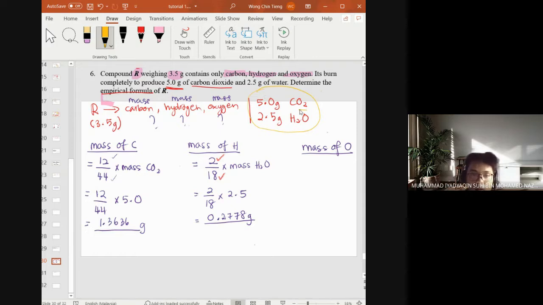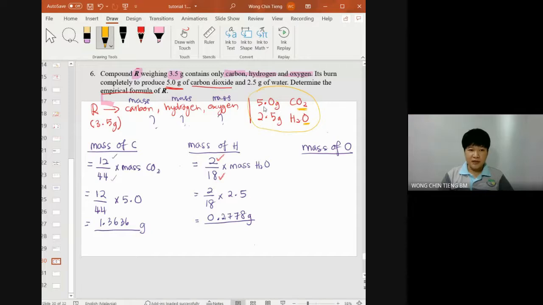Kalau mass asal karbon dioksida tolak dengan mass karbon yang kita dapat. Mass asal carbon dioxide tolak dengan mass carbon yang kita dapat. So 5, so yang ni, Iyad kata 5 tolak yang ni. Lepas tu yang ni 2.5 tolak yang ni. Okay, ada cara lain? Yang lain?